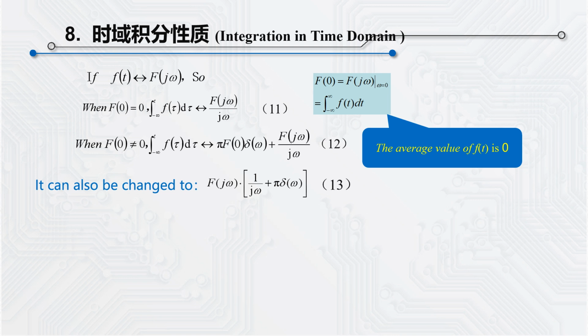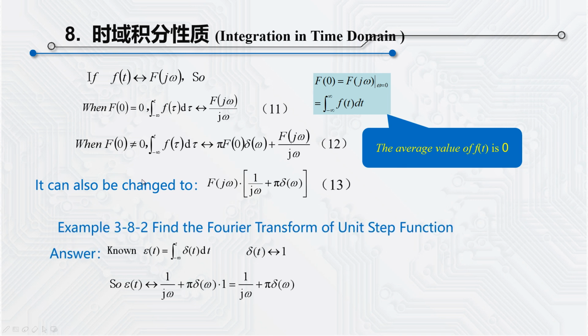According to the definition of Fourier transform, obviously it should be the integral of f(t) from negative infinity to positive infinity. That is to say, big F(0) equals 0 means that the average value of f(t) is 0. In engineering, the average value of f(t) being 0 means that the DC component of f(t) is 0.